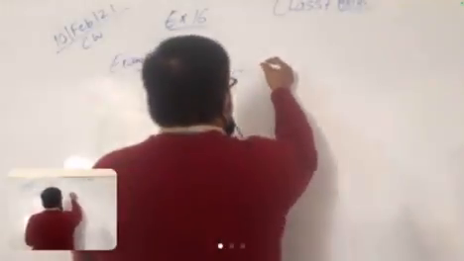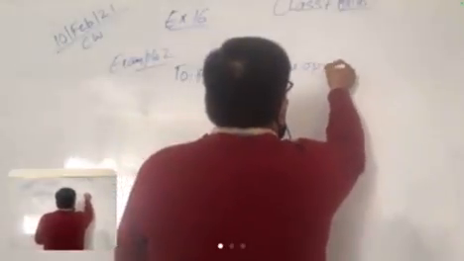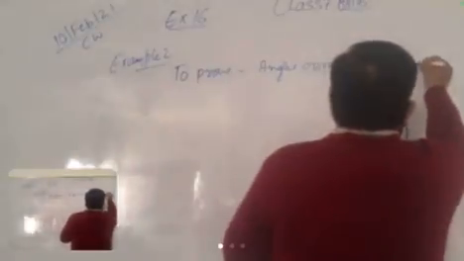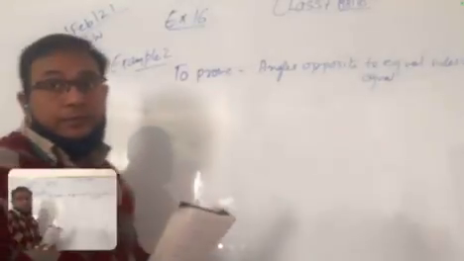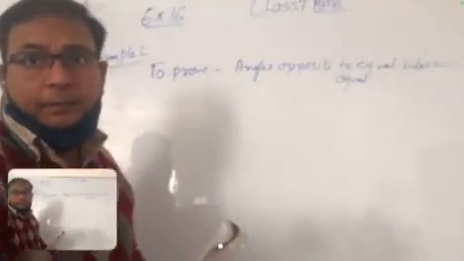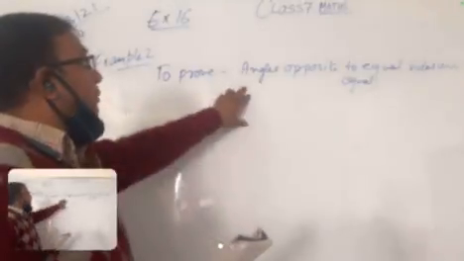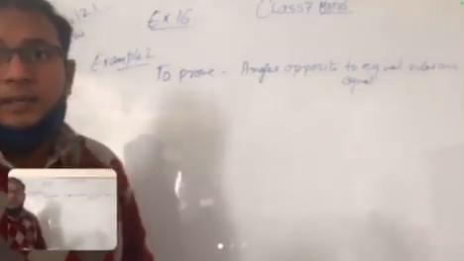Prove angles opposite to equal sides are equal. In example number 2, we have to prove angles opposite to equal sides are equal.